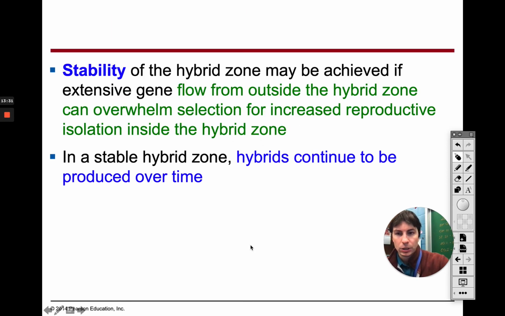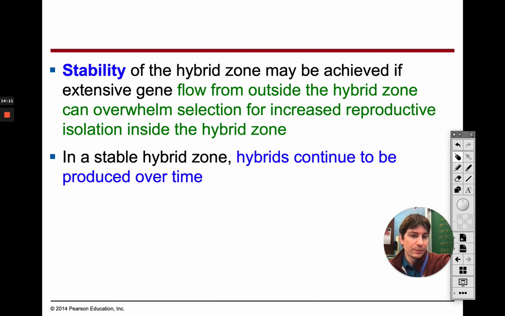Okay. So the last one is stability. With stability, our fit hybrids do continue to be produced. Overall, guys, the end result of stability is that we're going to have our two separate species still thriving, still being produced, still producing fertile offspring. And we're also going to have our hybrid species in that hybrid zone continuing to be produced.